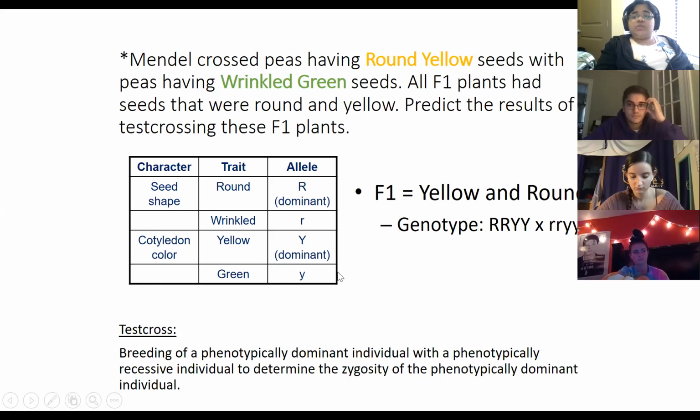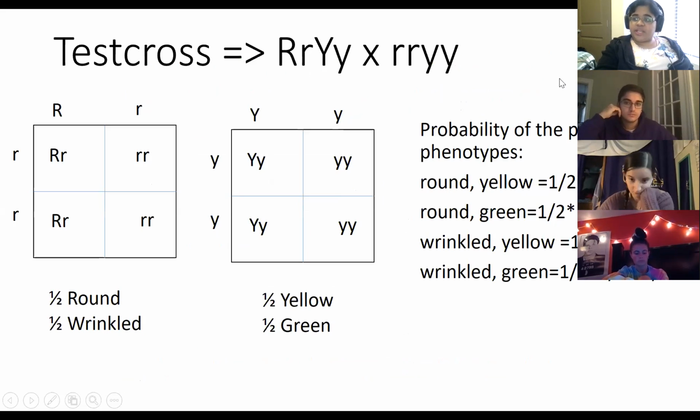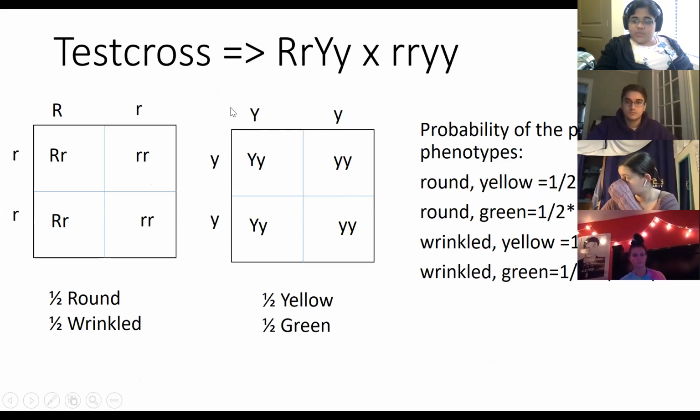So we do something that is called a test cross. A test cross is to figure out what zygosity a phenotypically dominant individual has by breeding it with a recessive individual. Okay, so the results of this, if you're doing a test cross, that is what is happening.